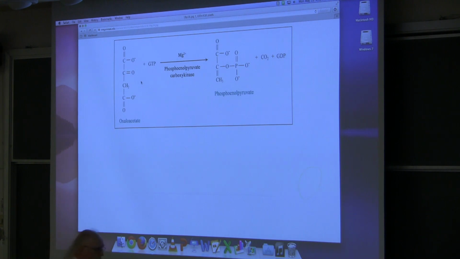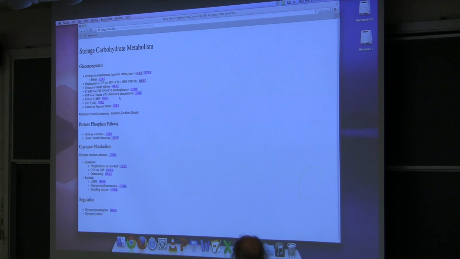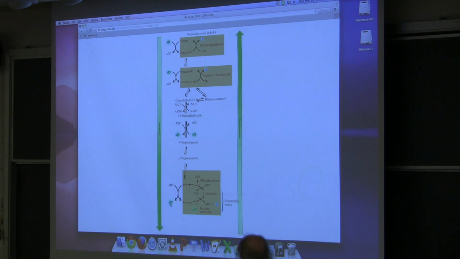Okay. Well, now where are we? Well, we've now made phosphoenolpyruvate, and here's the part that you're going to like. The part that you're going to like is that we're just going to reverse the other reactions. We've made PEP right here. We reverse the reaction to get 2 phosphoenolpyruvate. We reverse that reaction to get 2 phosphoglycerate. Reverse that reaction to get 3 phosphoglycerate. We reverse that reaction to get 1,3-bisphosphoglycerate. In fact, we reverse every reaction all the way up until we get to the PFK reaction.